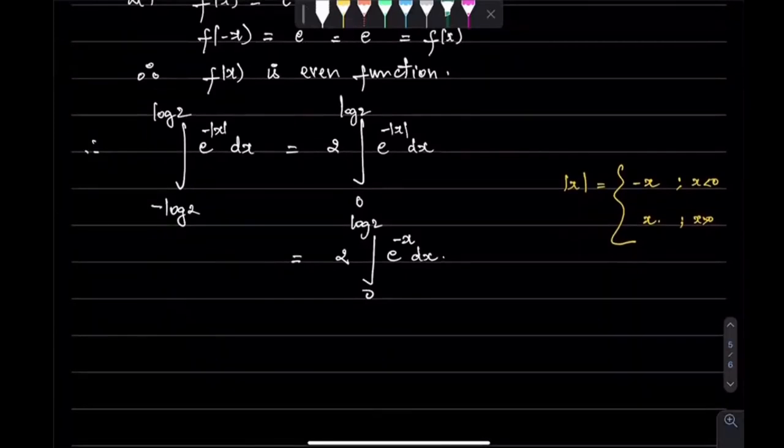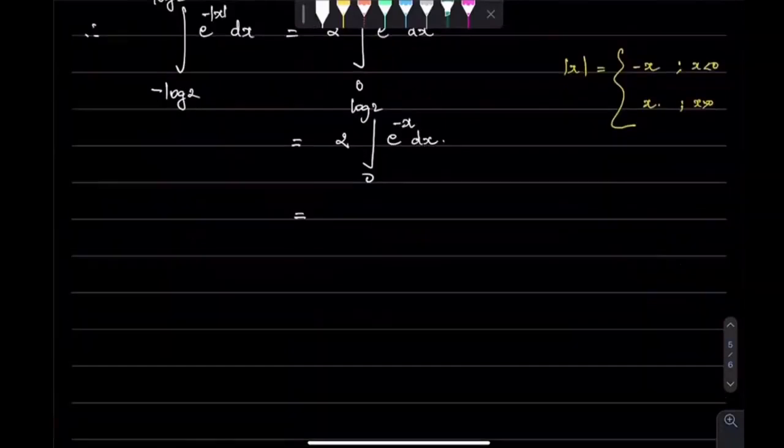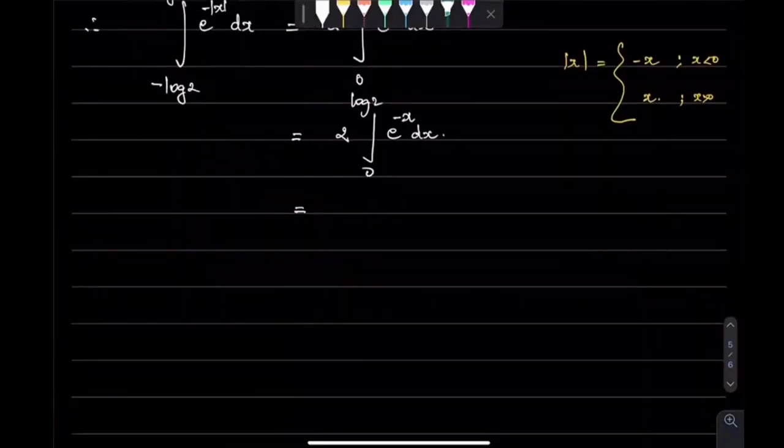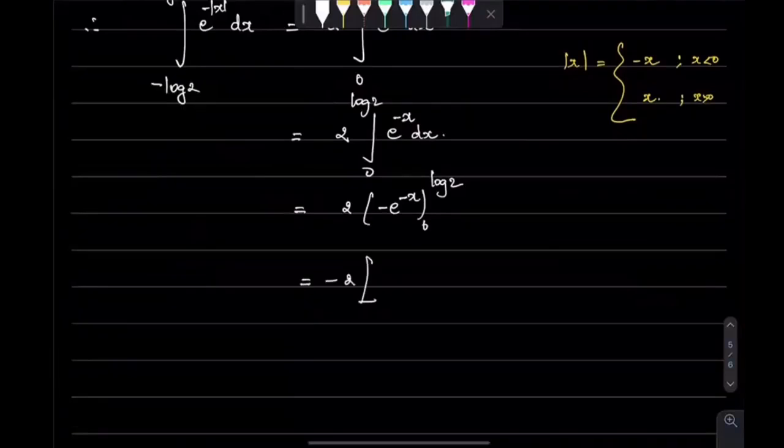Integrate it and tell me the answer. What did you get? The integral of e power minus x is minus e power minus x, with limits 0 to log 2. If I substitute it, I'll get 2 into minus, e power minus log 2 minus e power 0.